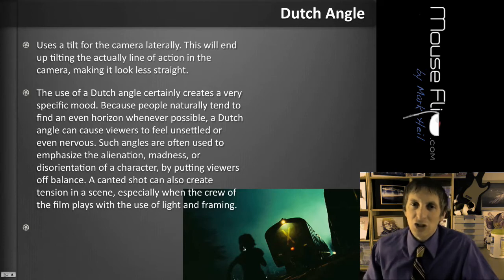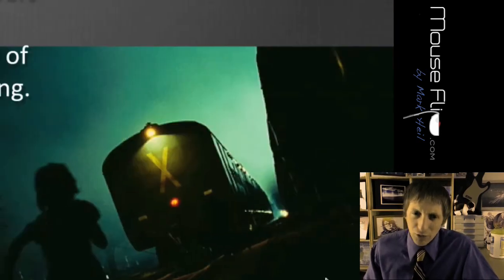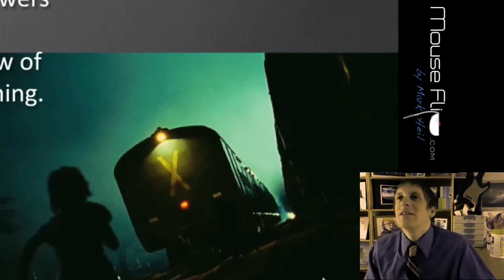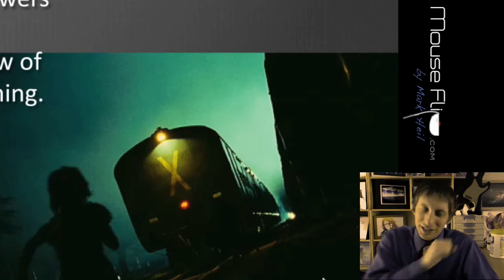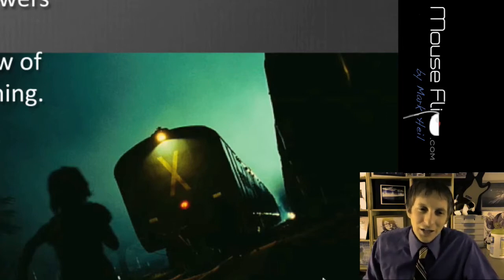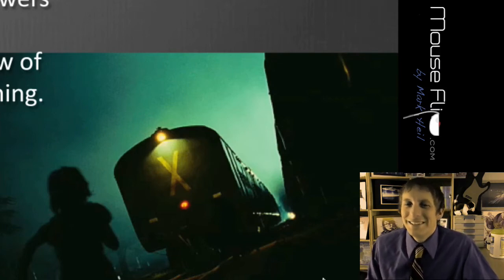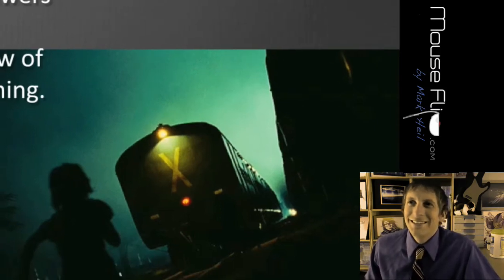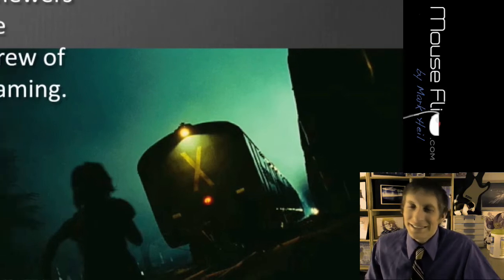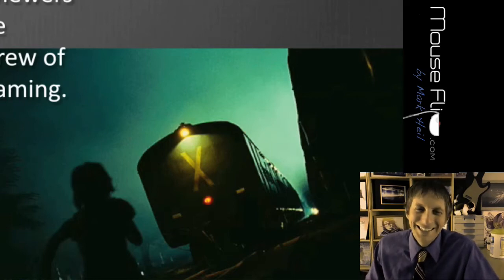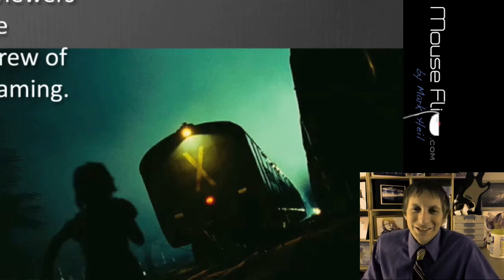Okay, Dutch angle shot. If you notice this shot right here, does anyone know what movie that's from? Well, I'll tell you later. Is that a train? Yes, it's a train and a little girl running after the train. No. Midnight. No. Starts with an S. Oh, I was going to say Anastasia. It's a foreign film. It won awards. Yes, Slumdog Millionaire. I've never seen that movie.